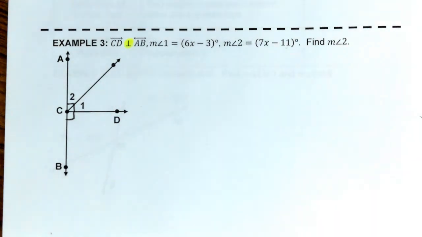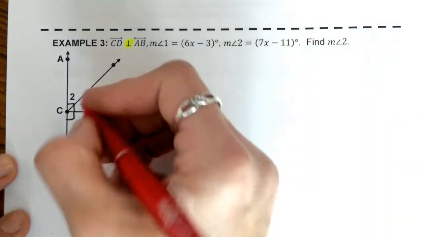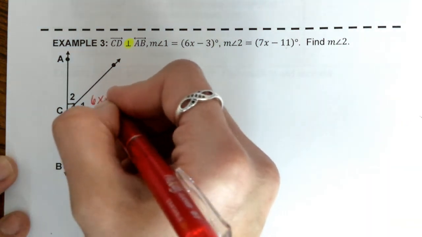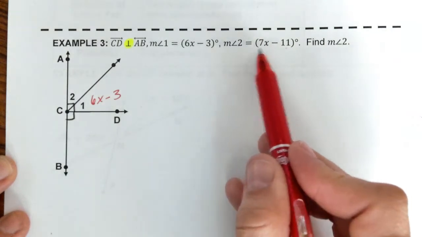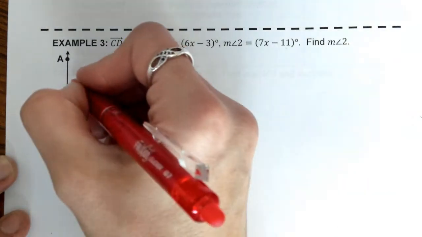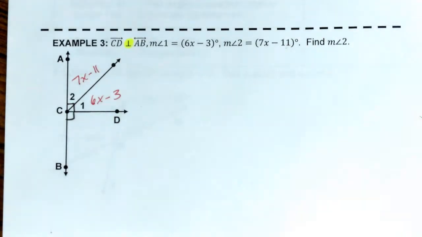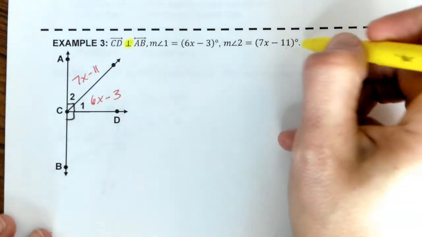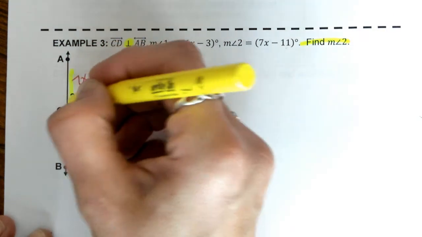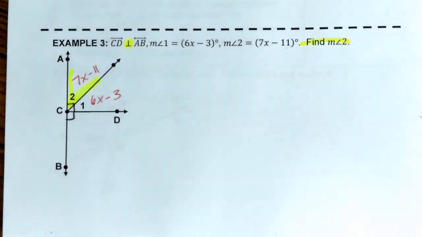We've got the measurement of angle 1 here is 6x minus 3. So here's 6x minus 3. The measurement of angle 2 is 7x minus 11. So we have 7x minus 11. And we want to find the measurement of angle 2. So we're going to be substituting in for that right here in the end.